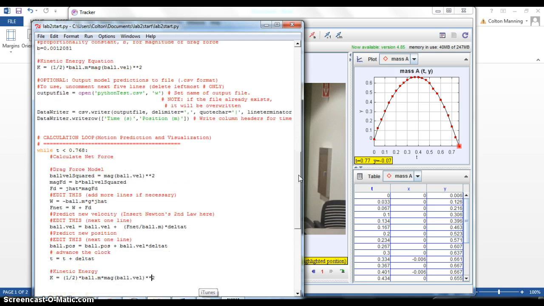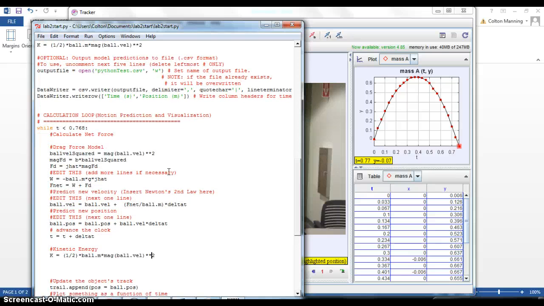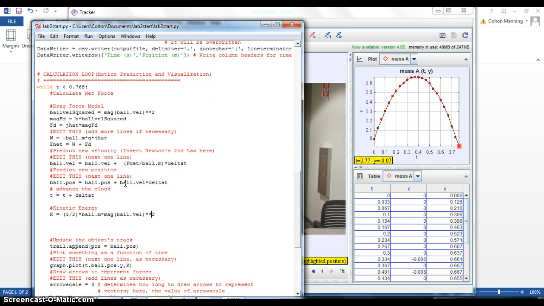We do all of this under the time step 0.768 seconds because that's how long the golf ball is in the air. We install the drag force, which is equal to the j hat times the magnitude of the drag force, where the magnitude of the drag force is equal to b, the proportionality constant, times the velocity of the ball squared. We install the weight force, which is the opposite of the mass of the ball times gravity times the j hat vector, and we install the net force, which is equal to the weight force plus the drag force. We also install Newton's second law and the position found by using Newton's second law, and we put it in our kinetic energy equation one more time.